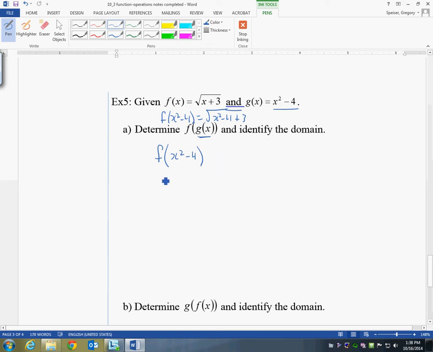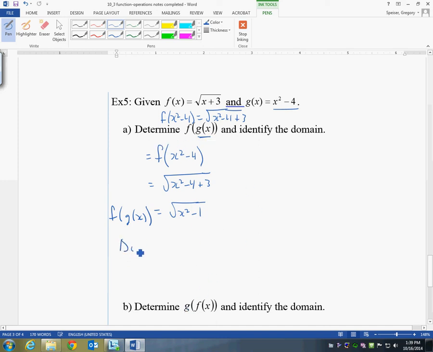So this is going to be equal to the square root of x squared minus 4 plus 3, which can be equal to the square root of x squared minus 1. You should recall we did this in class, right? So this is our answer, f of g of x equals that. So that is determined, that's the first part.